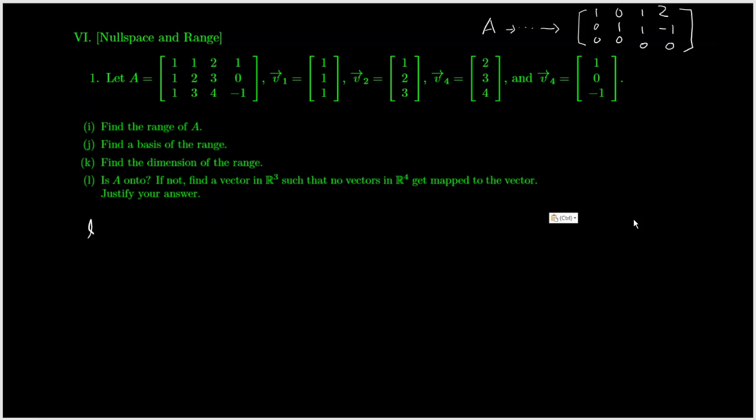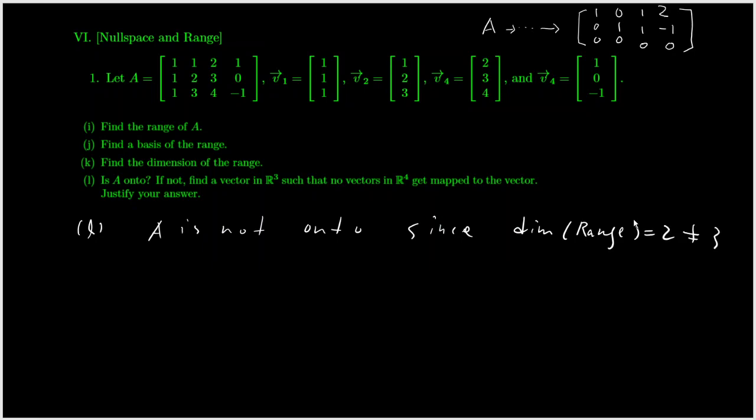Now the last question, okay? So question L. Is A onto? A is not onto, right? It's because the dimension of the range we have seen is 2, right? Since the dimension of the range is equal to 2, which is not the same as 3. So it's not onto.